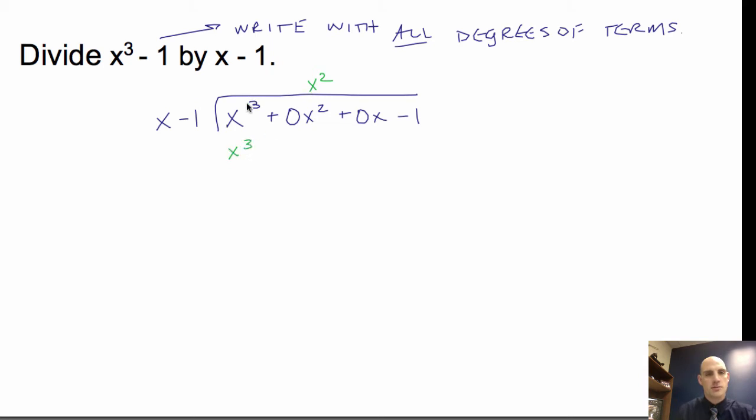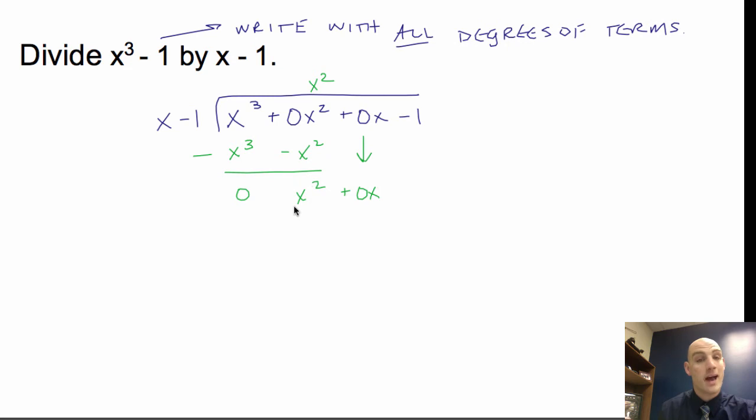So now as I multiply and subtract, x squared times x is x cubed. x squared times minus 1 will be minus x squared. I subtract. This gives me 0. Subtracting a negative gives me positive x squared. I'm bringing down my 0x.